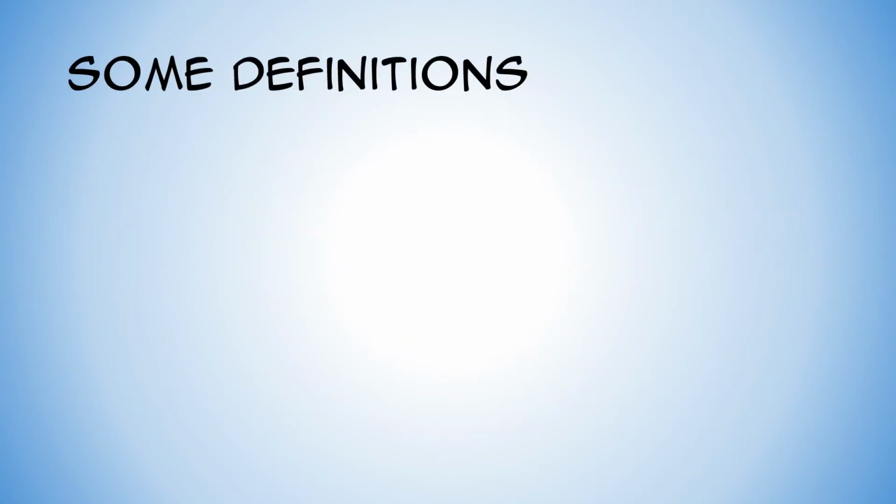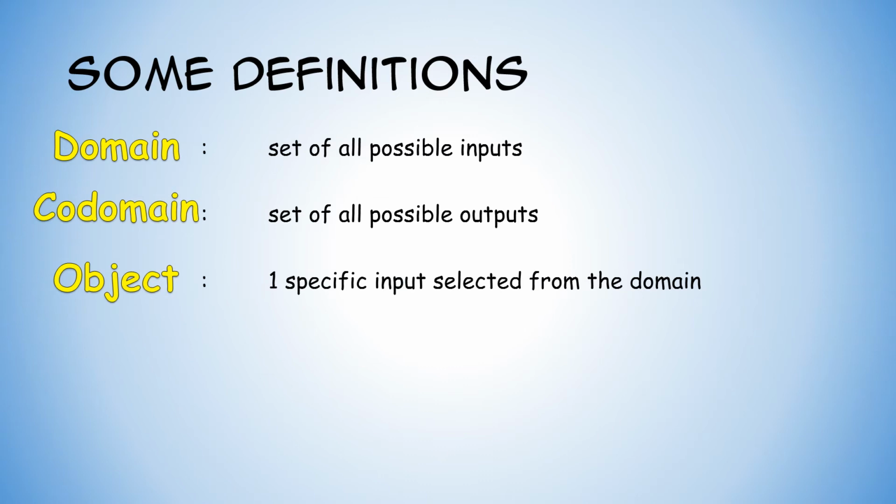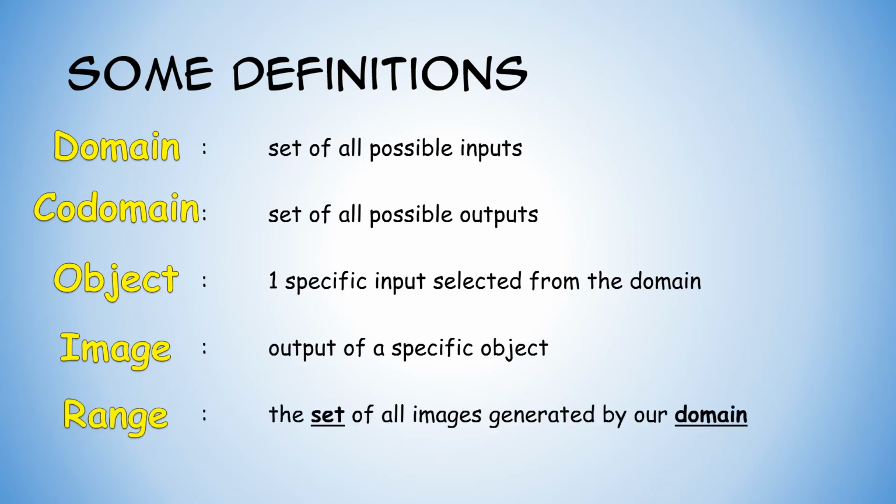When considering functions, our inputs and outputs are very important. So we have specific names for everything we deal with. You already know what the domain and codomain are. Here, we introduce the object, which is one input selected from our set of possible inputs, the image, which is the output of a specific object, and the range, which is the set of all images generated by our domain.